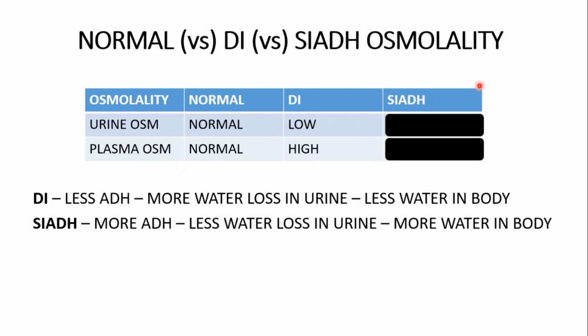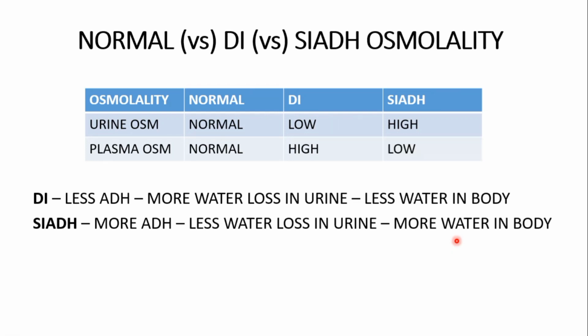In SIADH, there is more antidiuretic hormone, so more antidiuresis. So only a little water is lost in urine, which means there are more electrolytes in urine, which means high urine osmolality. If there is less water in the urine, there would be more water conserved in the body. If there is more water, the electrolytes would be less. If the electrolytes are less, it is called low plasma osmolality. This is how you differentiate between diabetes insipidus and SIADH.